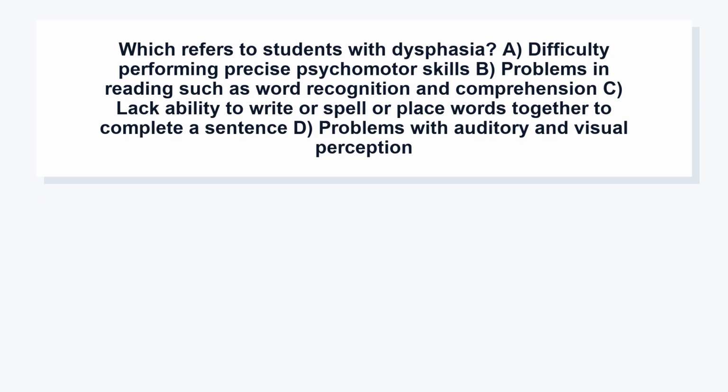Which refers to students with dysphagia? A. Difficulty performing precise psychomotor skills. B. Problems in reading such as word recognition and comprehension. C. Lack ability to write or spell or place words together to complete a sentence. D. Problems with auditory and visual perception.